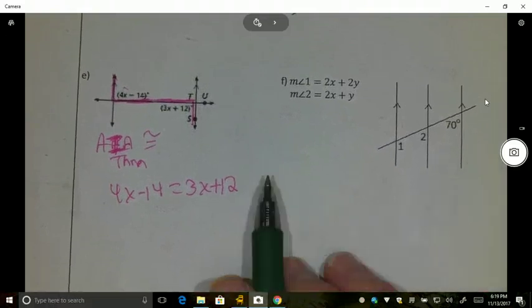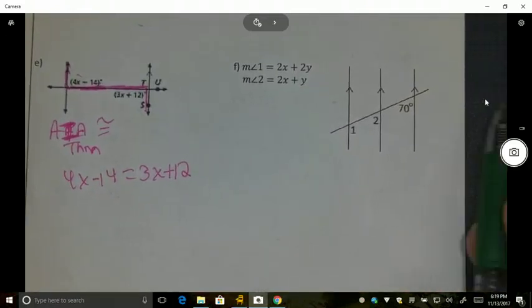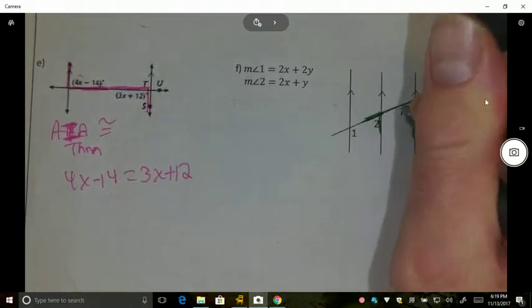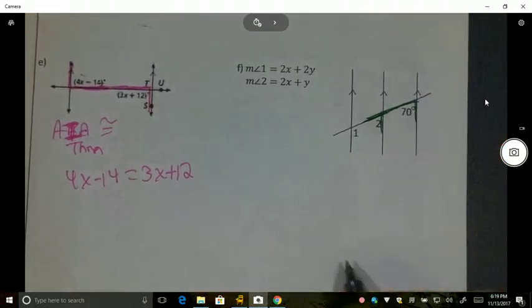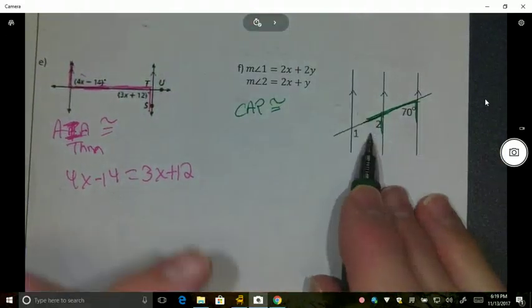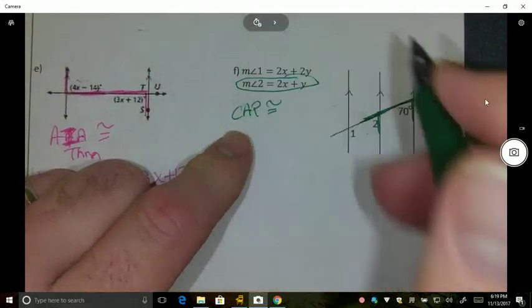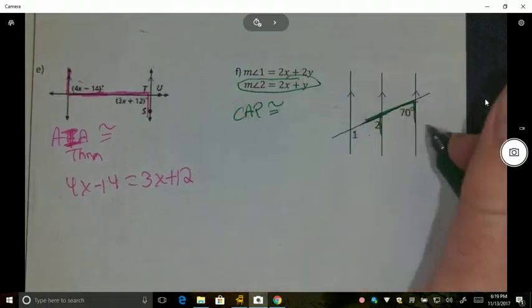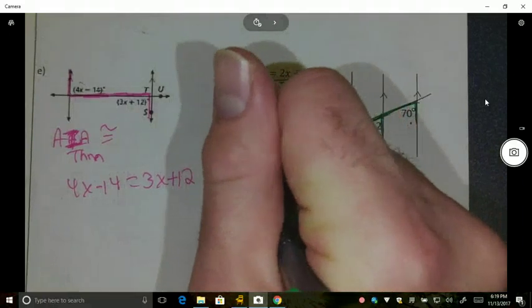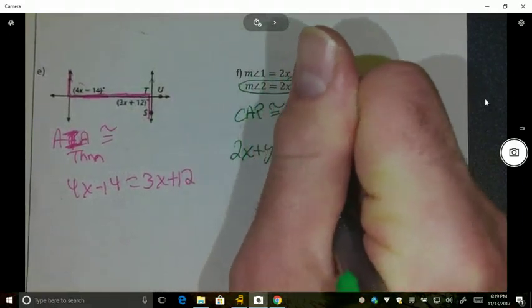And again, the directions were to find the answer for the variables, so I don't have to plug it back in. In letter F, there are 2 relationships to this 70 degrees. Angle 2 has the nicest relationship, in that they make the letter F, so those are corresponding angles. Since corresponding angles are congruent, angle 2, which is this expression right here, is equal to the 70 degrees by the corresponding angles postulate. 2x plus y equals 70 degrees.